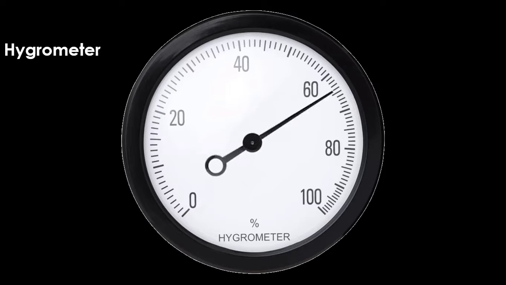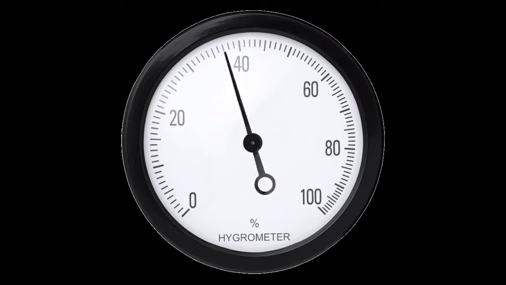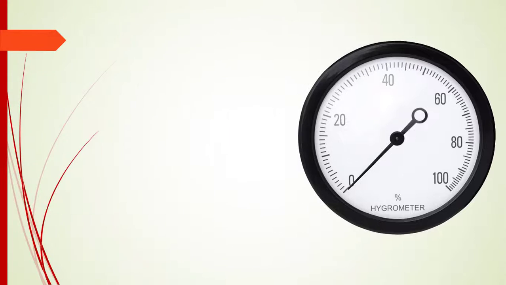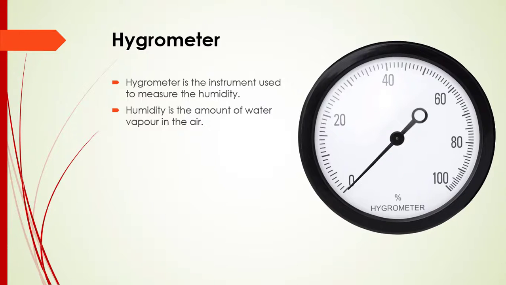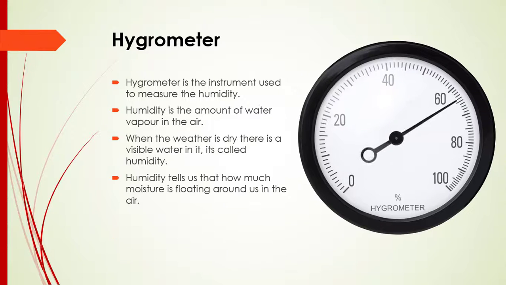So the last one is hygrometer. Hygrometer is the instrument used to measure the humidity. Humidity is the amount of water vapor in the air. When the weather is dry, there is little visible water in it. It is called humidity. Humidity tells us how much moisture is floating around us in the air.